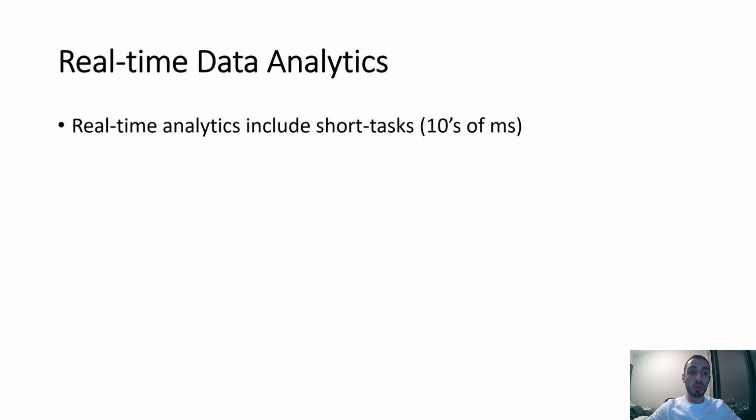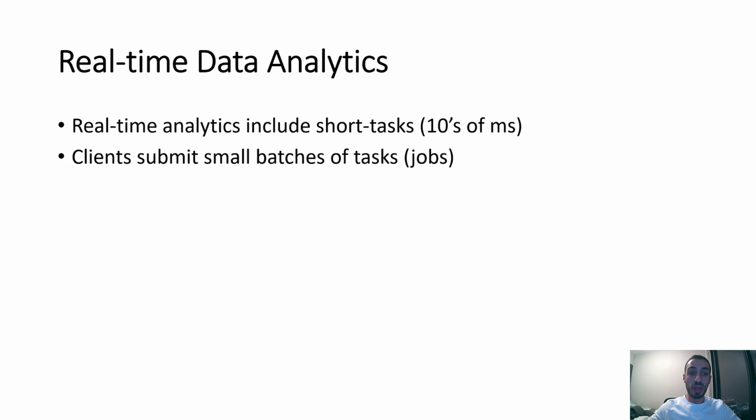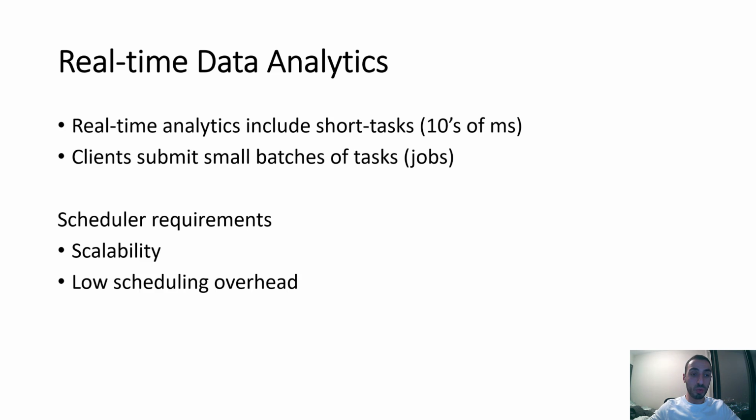Before I start, let me talk about real-time data analytics. These workloads typically have short tasks that take tens of milliseconds to finish. Examples of these workloads are real-time fraud detection and user-facing data analytics and many others. In these workloads, clients submit small batches of tasks. There are some requirements for the scheduler in these clusters. A scheduler needs to scale to a huge number of worker nodes, and it needs to have a low scheduling overhead because it's a real-time workload and even a couple of milliseconds of added overhead is unacceptable. And the scheduler needs to be accurate.